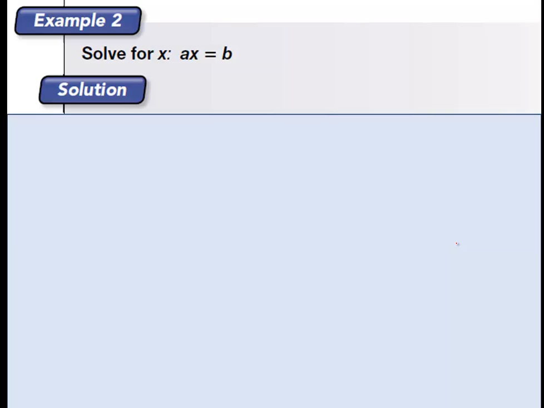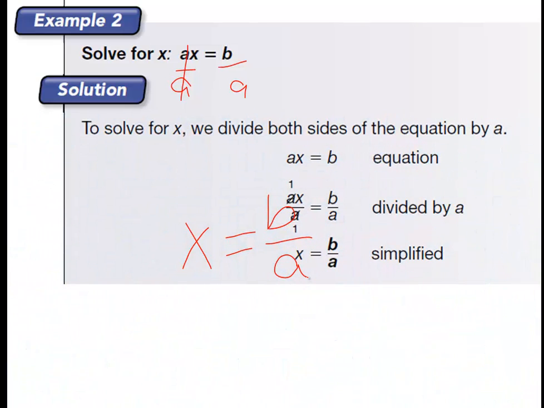So how would you do this one? See if you can figure it out before I show you. You should know how. Again, you want to isolate the x. So as you can see, the x and the a are being multiplied. So to get the a on the other side, I have to divide by a and divide by a. That eliminates the a on this side, leaving just the x. So I have x equals b divided by a, and that's our answer. Pretty simple stuff. You understand it?